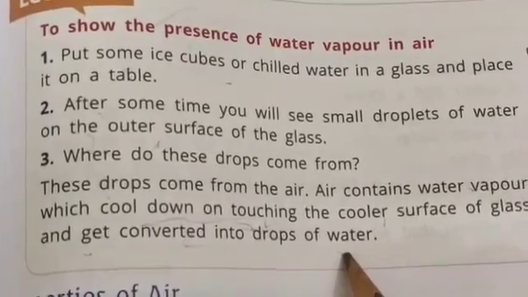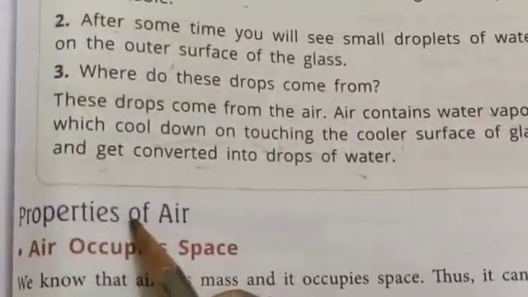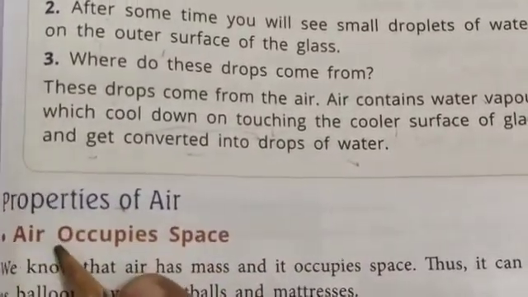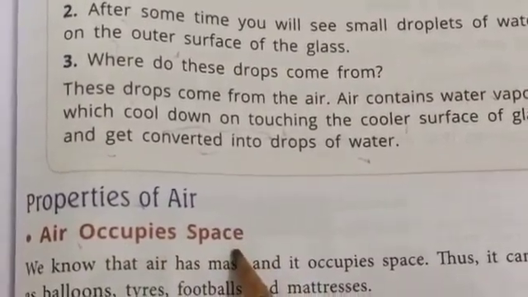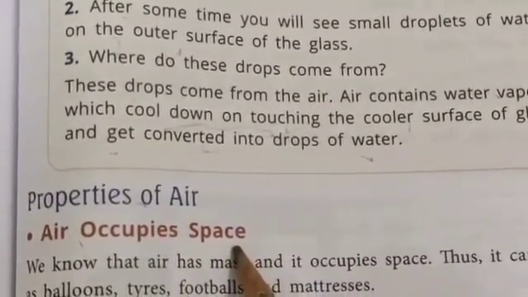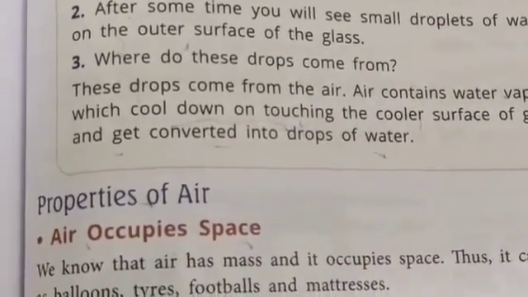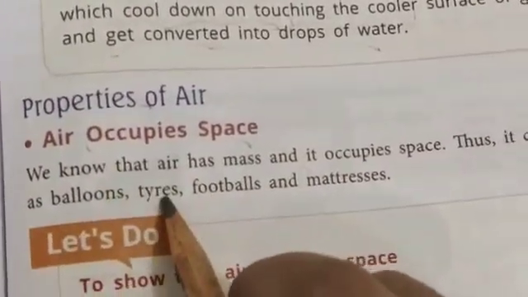Now children, we will learn about properties of air. Properties of air. In that, first property is air occupies space. Now how can you say this, that air occupies space? Simple example, you take a balloon.